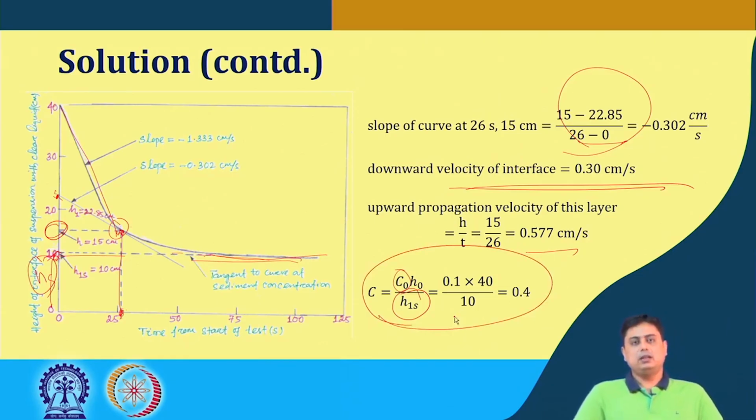This means we can draw the flux plot from this height versus time data, because this is the final point of sedimentation. The initial point we knew, that is 0.1, this is 0.4, and we know the slope of this AB. You can now draw this whole curve.